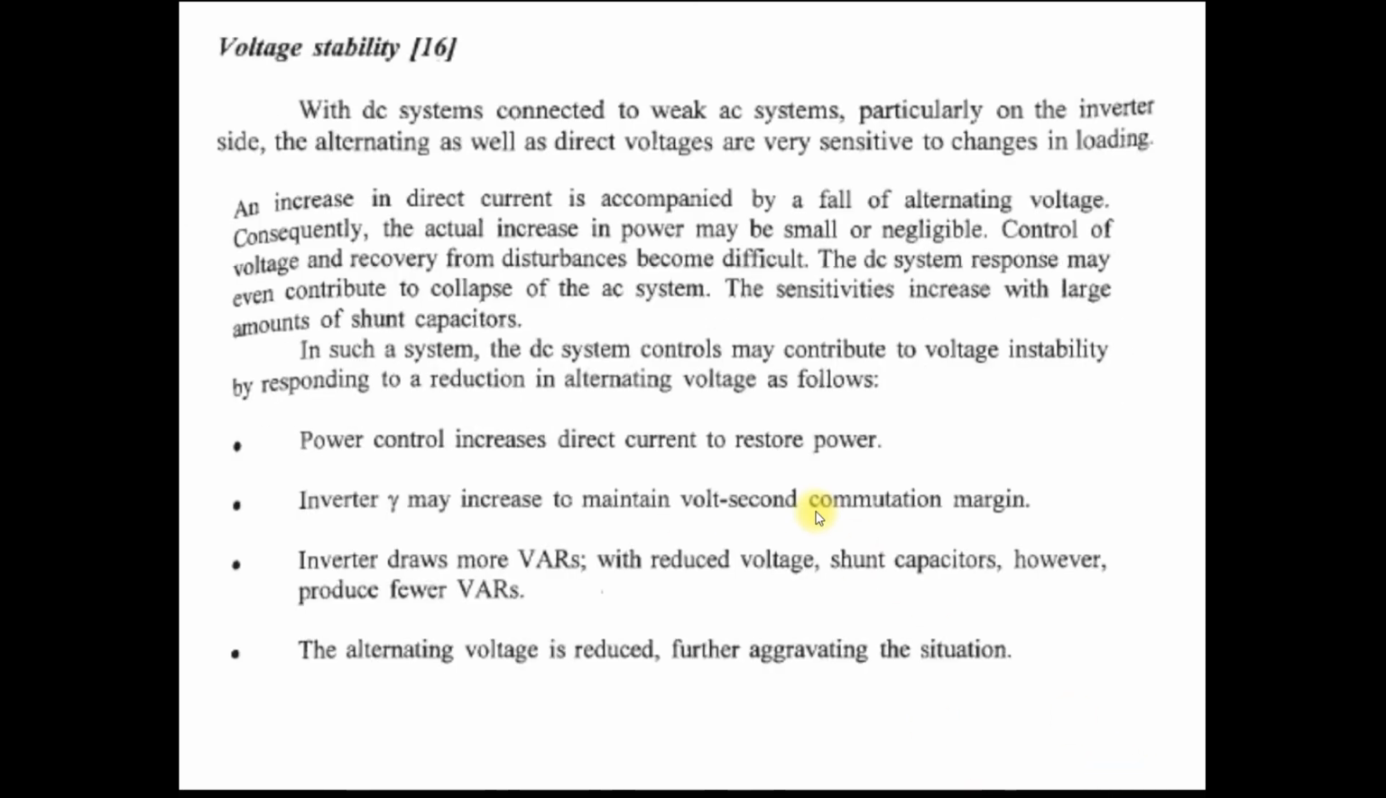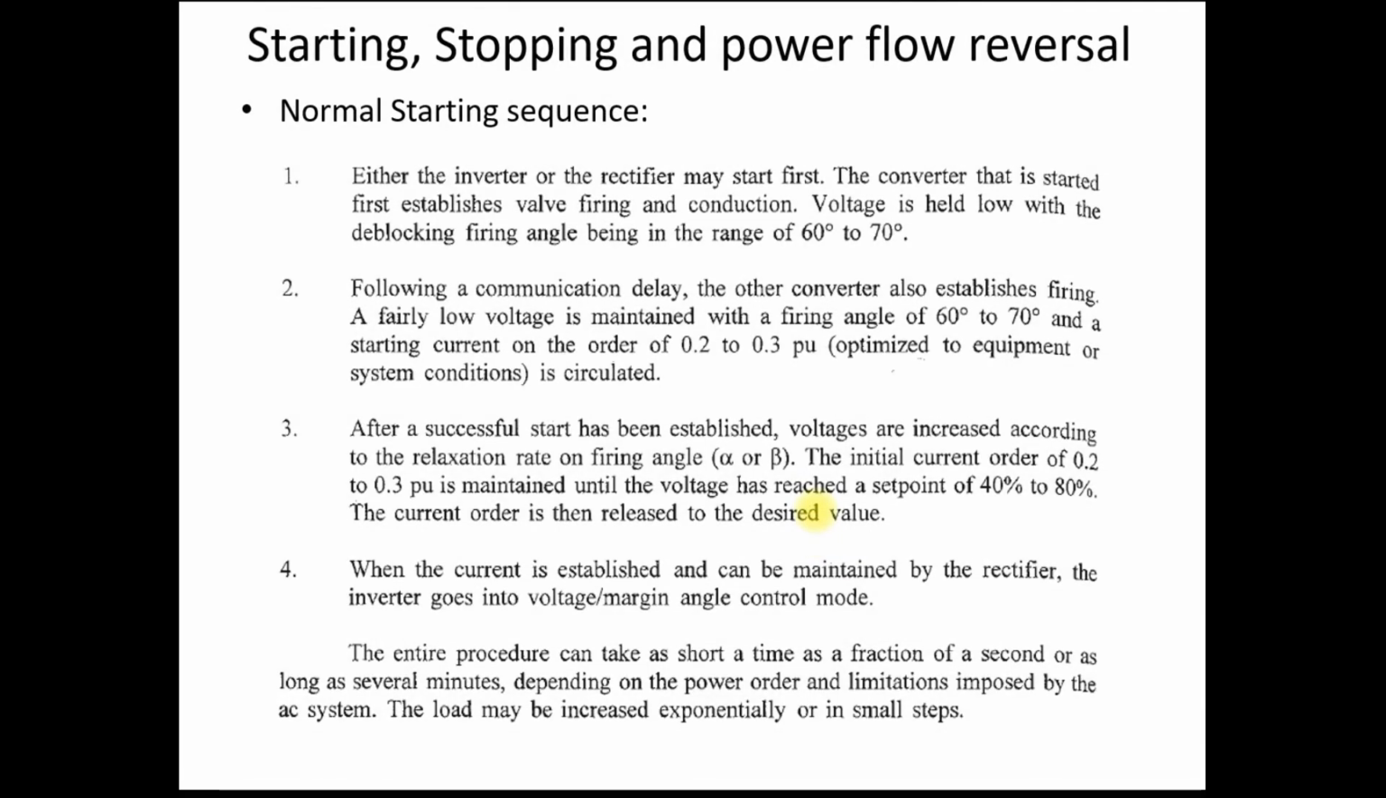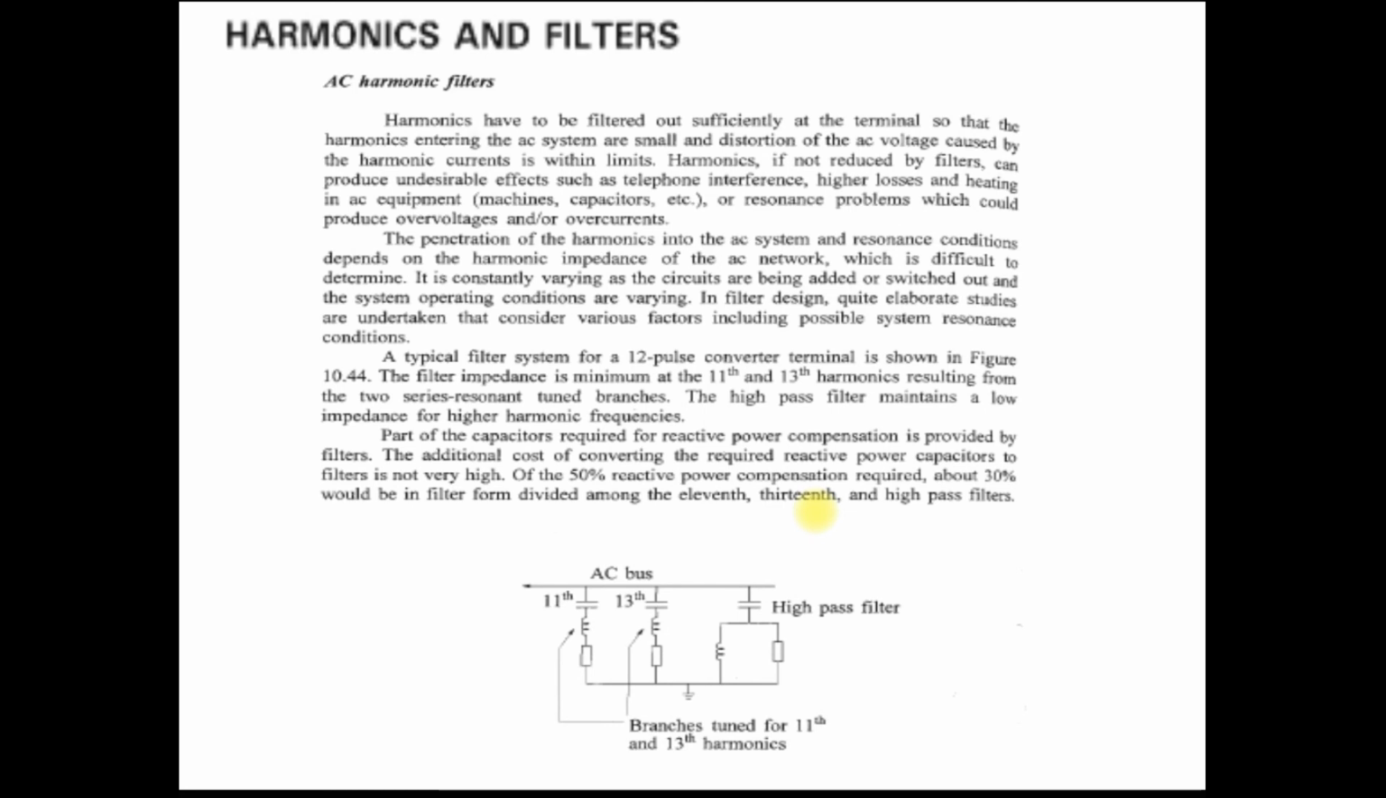So let's summarize this lecture. In this lecture, we first covered starting, stopping and power reversal: how to start, how to stop, and how the reversal of the power flow is achieved in the HVDC system. There are different steps in all three cases: starting, stopping and power flow reversal. If you operate your HVDC system in the proper sequence, you can achieve starting, stopping and power flow reversal. Second is harmonics and filters, which we already discussed but repeat again: why the AC filters are required and how to remove the harmonics at the AC sides. We discussed that in this lecture.